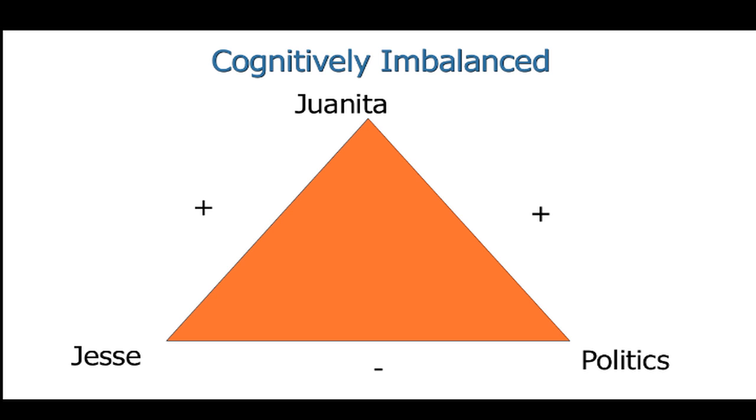We have a plus between Jesse and Juanita, Juanita and politics, but a minus between Jesse and politics. This is cognitively imbalanced. This example, where we change the relationship between Juanita and politics, is cognitively balanced. Where we change the relationship between Juanita and Jesse, and the relationship between Juanita and politics, this is also cognitively balanced.